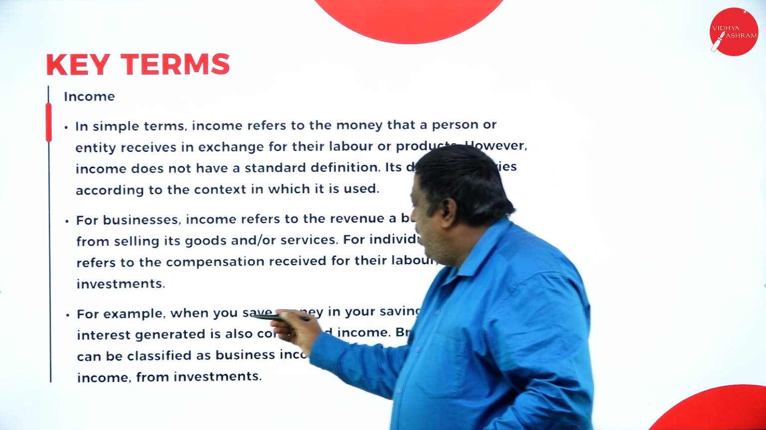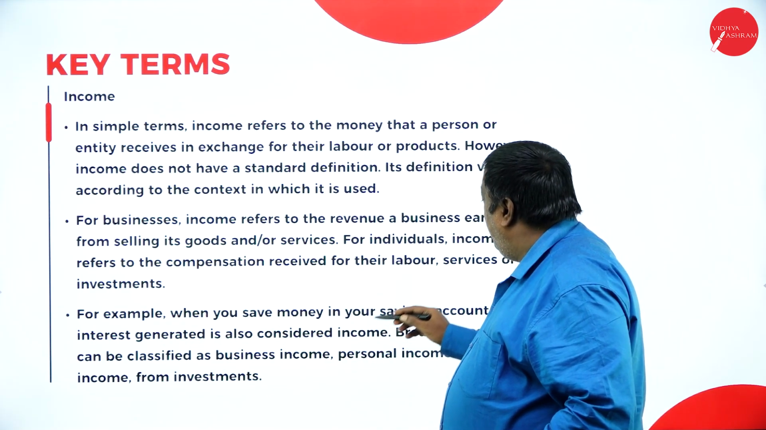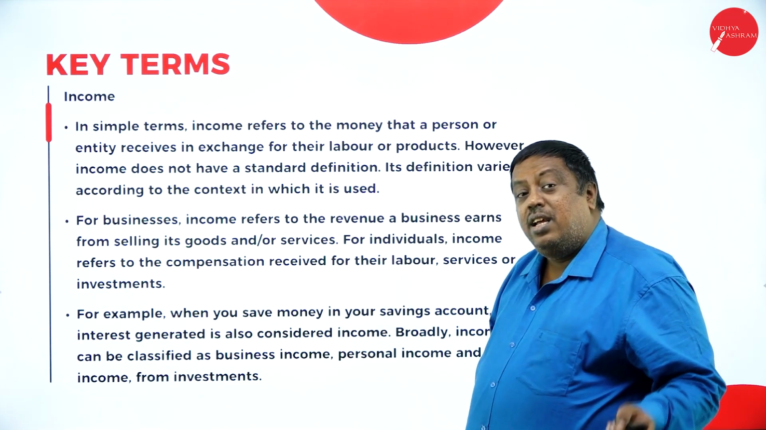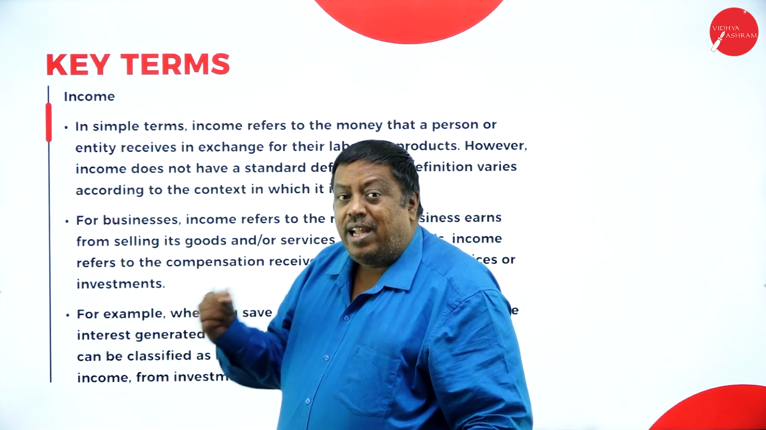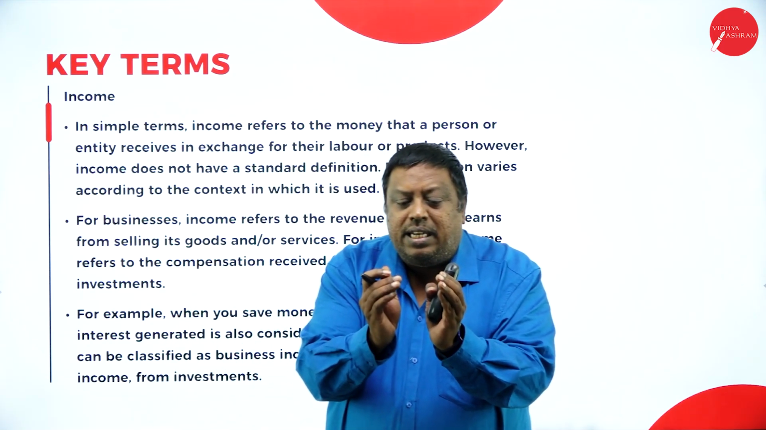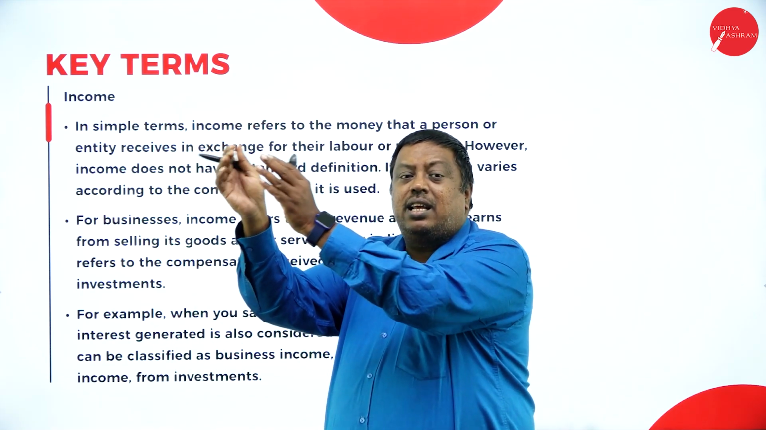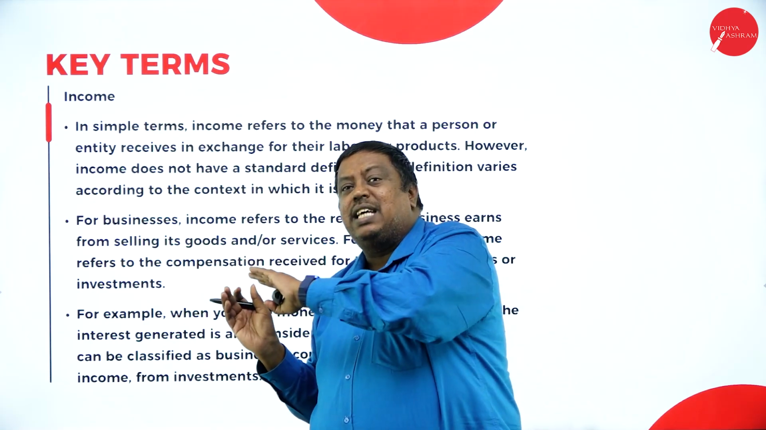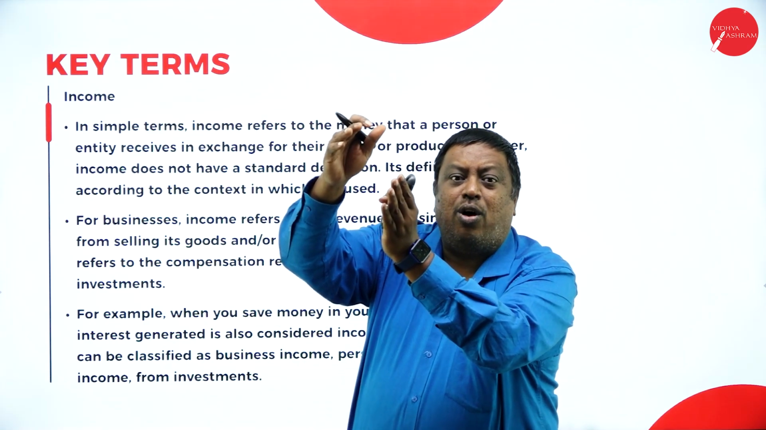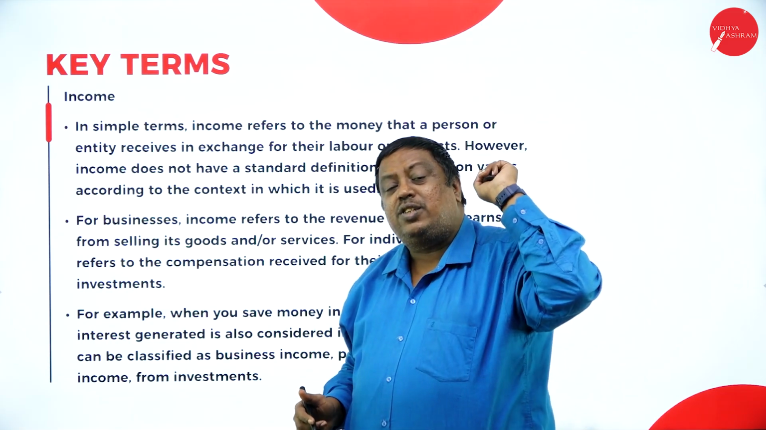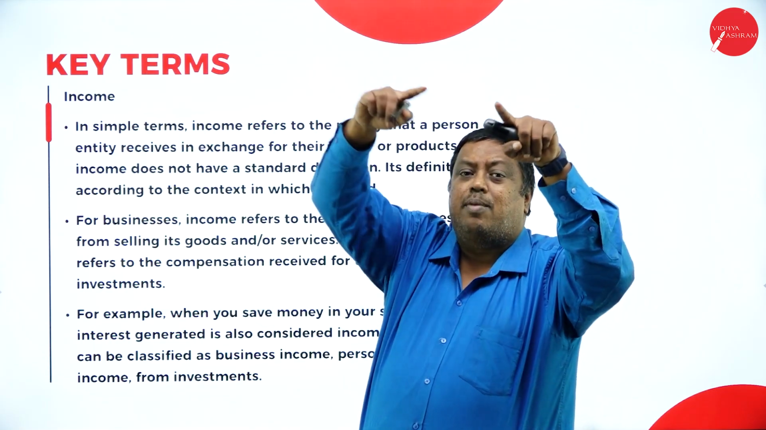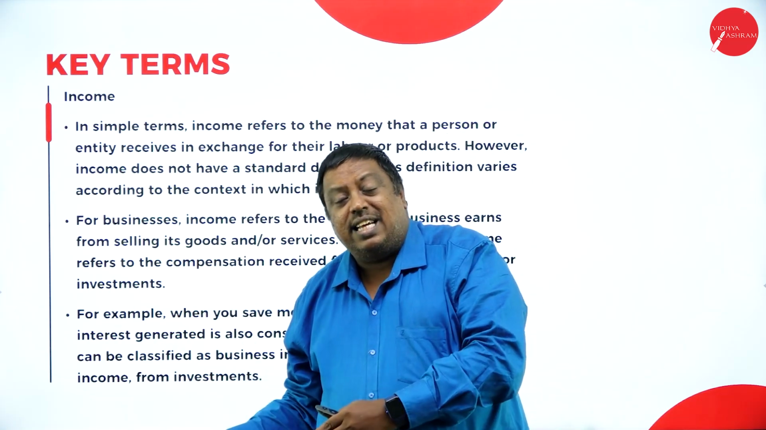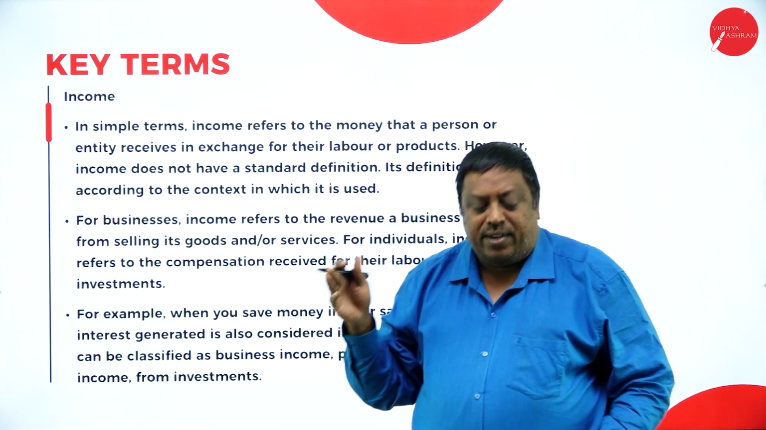For example, when you save money in your savings account, the interest generated is also considered income. When I save some money in the bank and later cross-check it, the bank has added some benefit to my savings in the form of interest. The interest I received from the amount kept in the bank is income. That is the reason they say there is no proper definition.